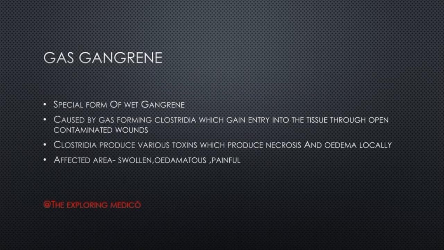peritonitis. Gas gangrene is a special form of wet gangrene caused by gas-forming clostridia, which gain entry into the tissue through open contaminated wounds. Clostridia produce various toxins which produce necrosis and edema locally. The affected area is swollen, edematous, and painful.